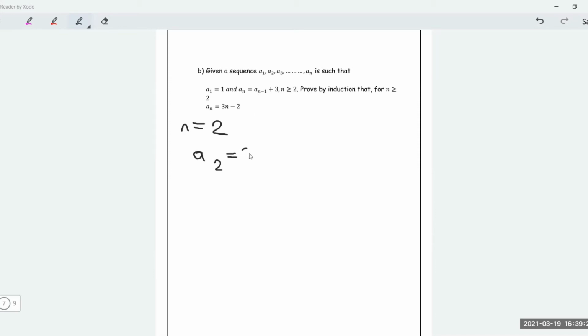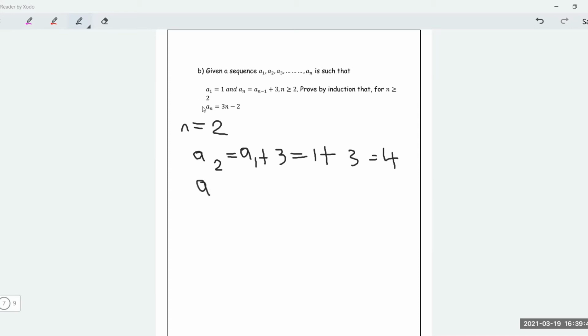A2 is A1 plus 3. What is A1? A1 is 1. That works out to be 1 plus 3, which is 4. So A2 is 4. Now let's check to see if it is true with the next one.